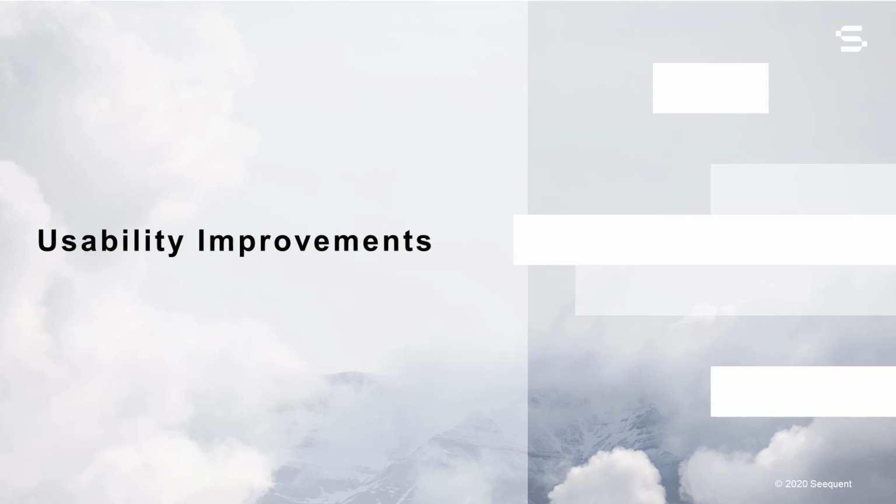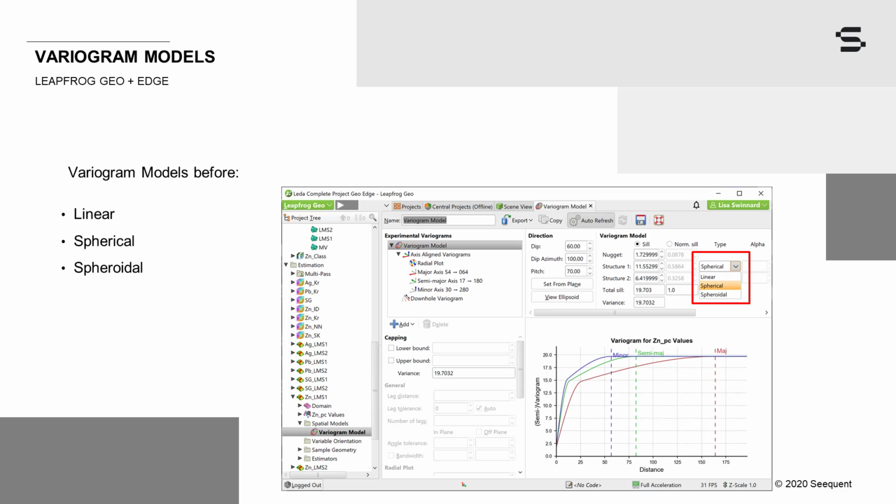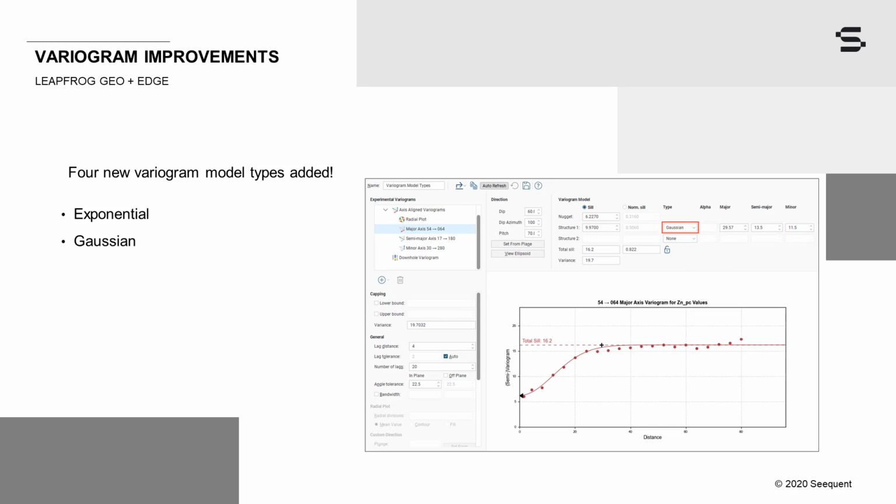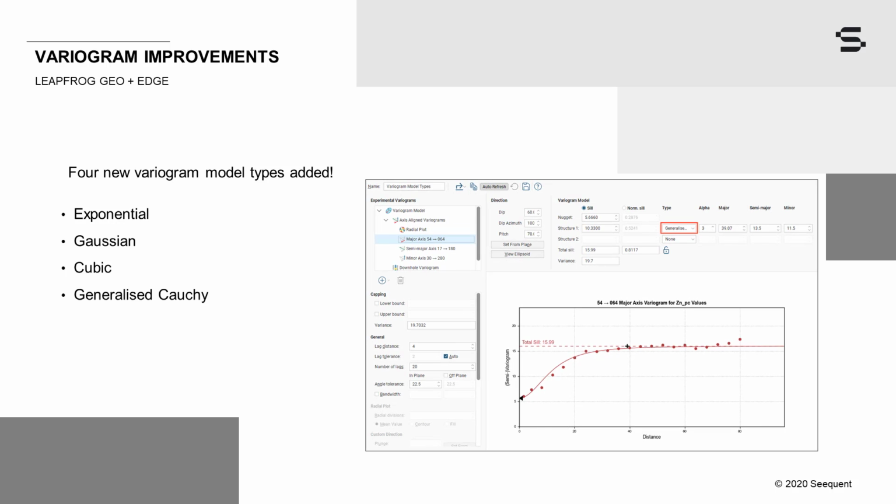In addition to the new parameter report, we have also added usability improvements to variograms and reporting. Prior to Edge 4.0, the variogram model types available in Leapfrog were the linear, spherical, and spheroidal variogram models. In this release, we have added 4 new variogram model types: exponential, Gaussian, cubic, and generalized Cauchy.